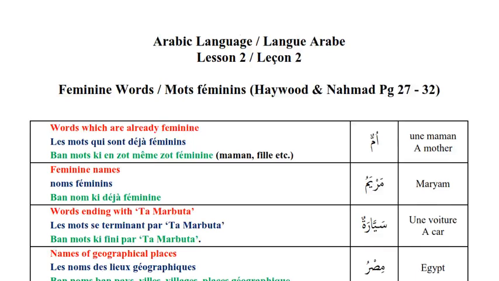Okay, so inshallah, I hope that this lesson, the second lesson on feminine words, has been fruitful to you. Since the first lesson, we have analyzed that the word ending with dammatan must be indefinite, the word ending with damma must be definite.